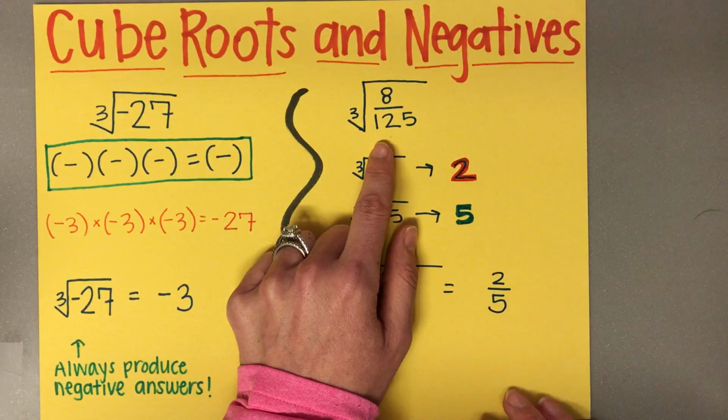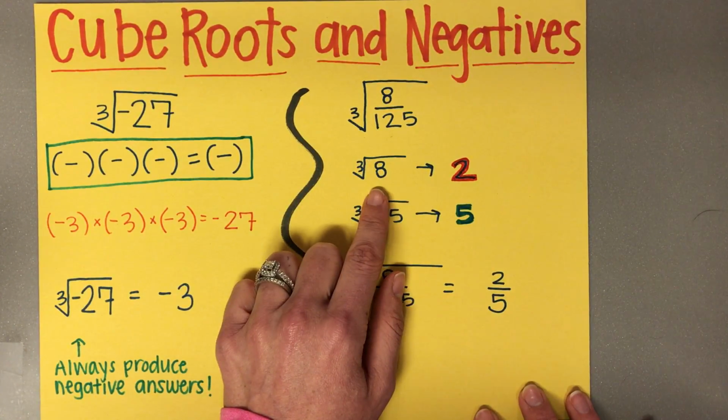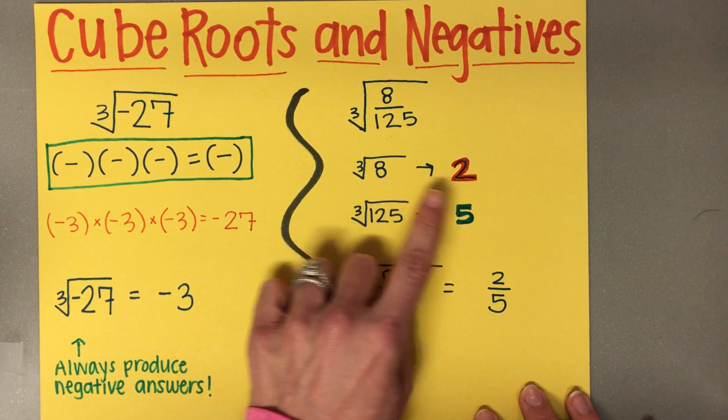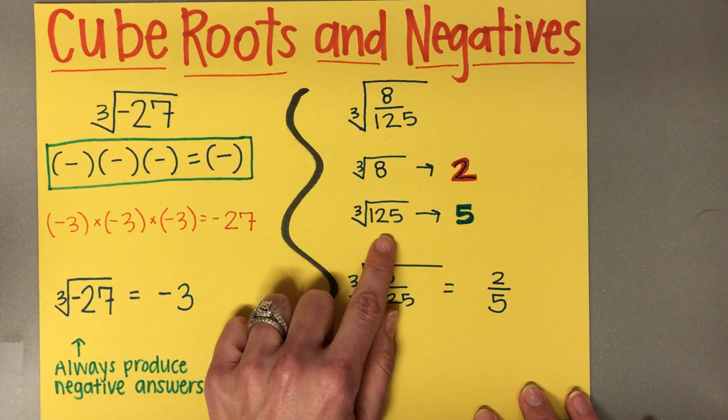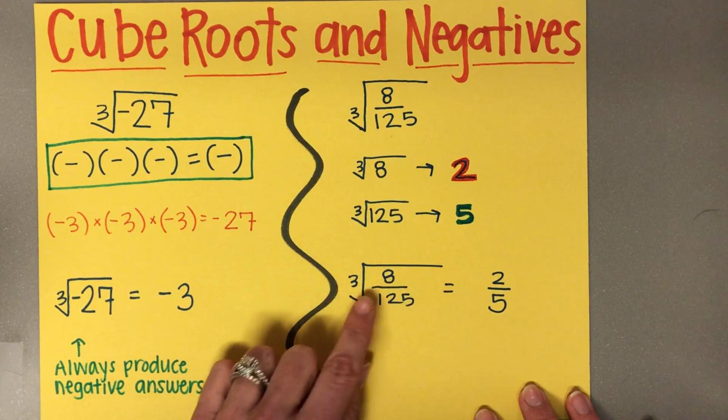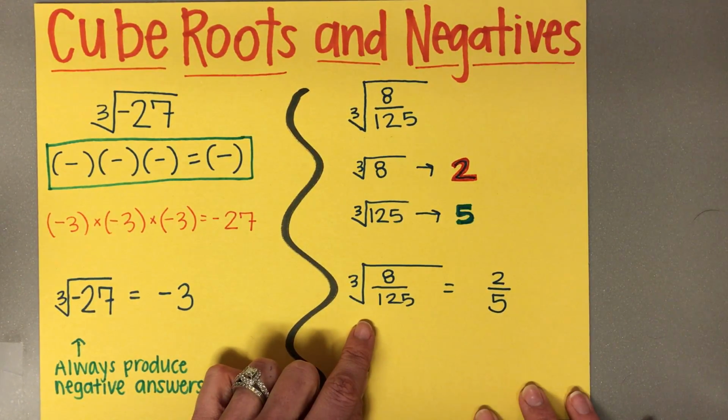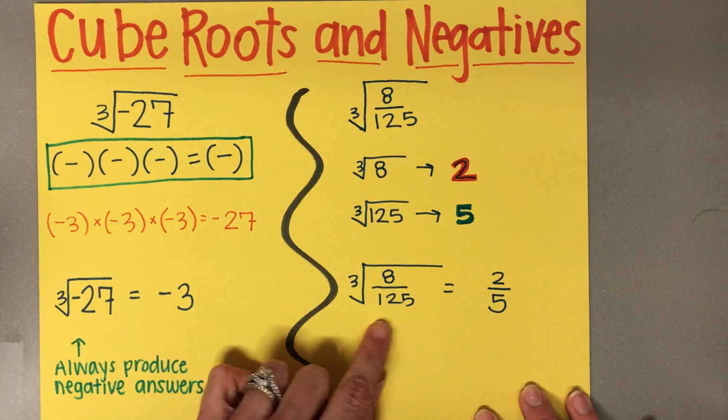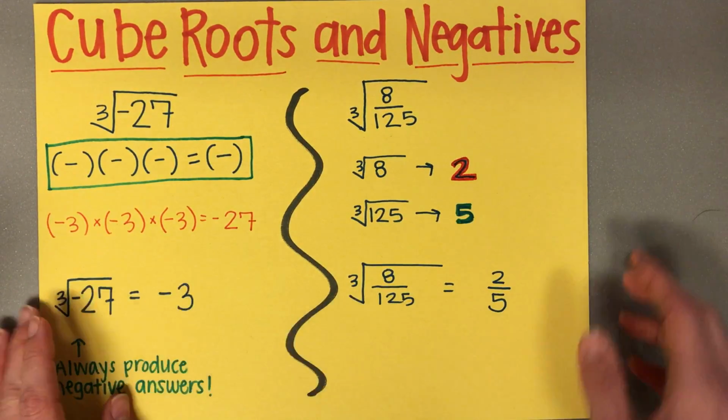Over here, we just have a cube root of a fraction. Again, similar to what we did for square roots, you find the cube root of the top number. The cube root of 8 is 2. The cube root of 125 is 5. When you put it all together, the cube root of 8/125 is equal to 2 over 5.